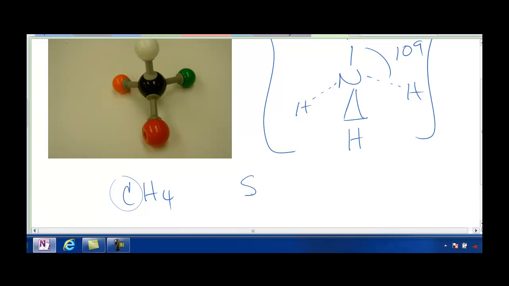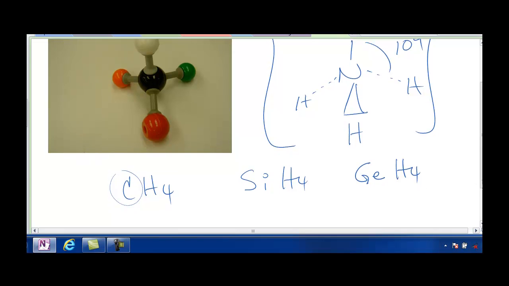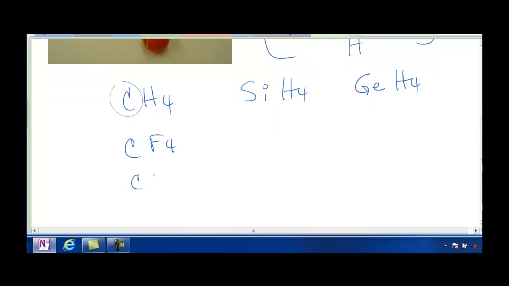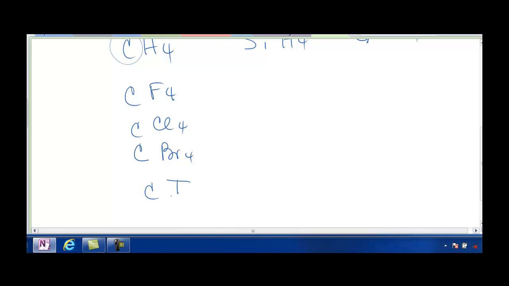A silicon. Very good. SiH4. Who else would have this structure? Carbon, silicon, germanium, group 4, H4. What about if I don't have hydrogen? Fluorine. Very good. Carbon and 4 fluorines. Or it could be carbon and 4 bromines. Or carbon and 4 iodines. Or silicon and 4 fluorines. And it keeps going on and on.